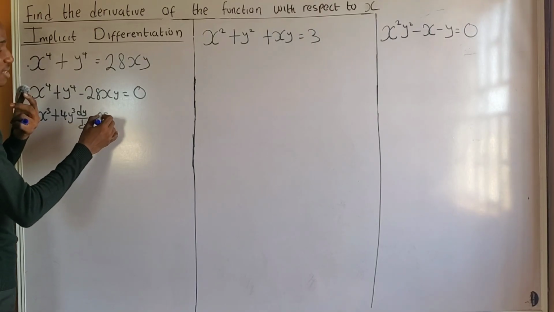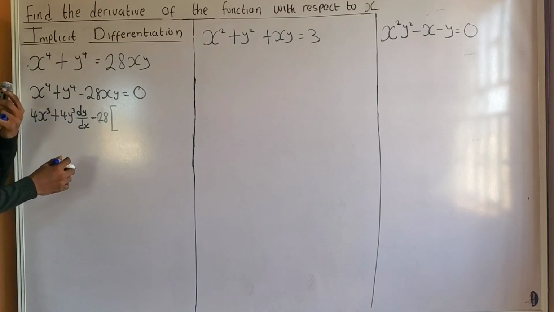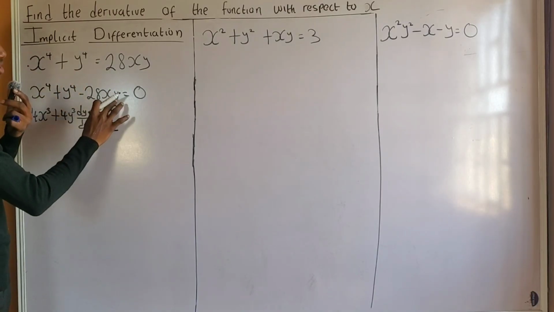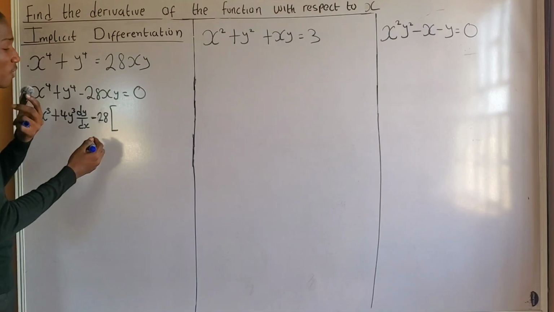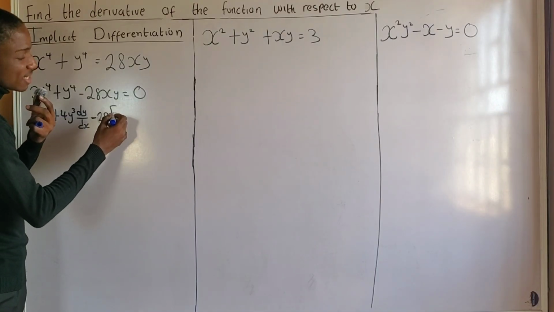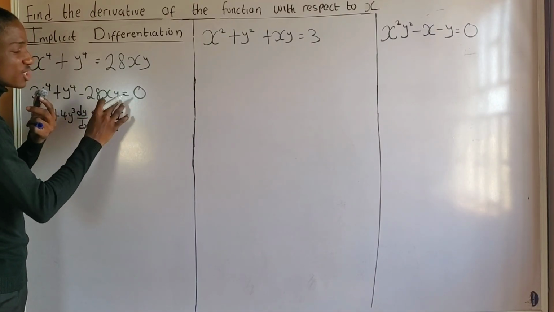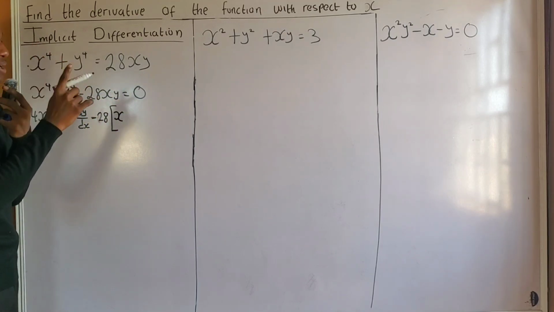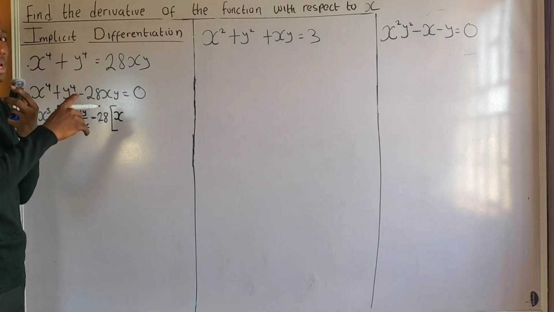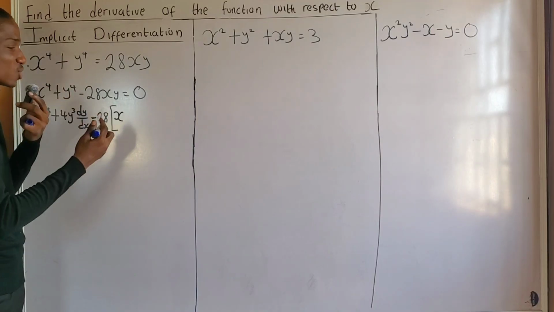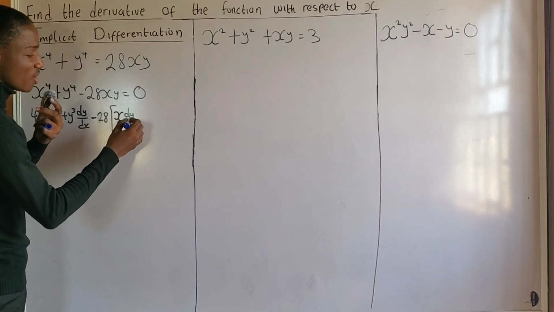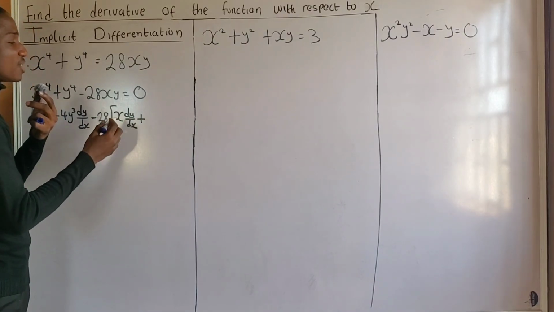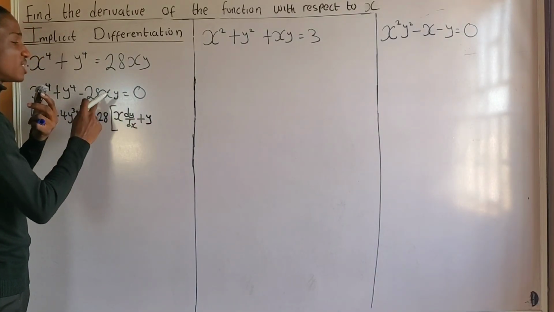Put negative 28 like this, then open a big bracket. Differentiate xy using product rule. If you want to differentiate xy using product rule, you first have to keep x constant. Differentiate y. If you differentiate y, you're going to have what? 1, right? Now, that 1 multiplied by dy/dx, that is what? dy/dx. So I'm going to have x multiplied by dy/dx. Then as the addition sign, keep y constant, differentiate x.